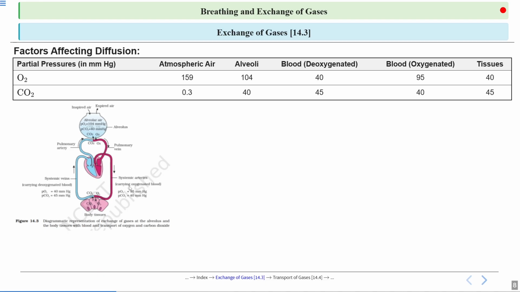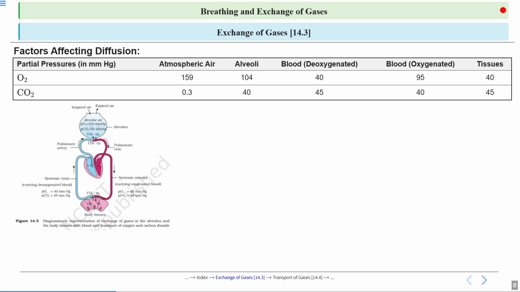Now this is the concentration of oxygen and carbon dioxide in the oxygenated blood. See the table. Blood oxygenated: 95 and 40, that is 95 oxygen and 40 carbon dioxide. This is the partial pressure of oxygen and partial pressure of carbon dioxide in oxygenated blood, right? Now, what happens when it reaches the tissue? The partial pressure of oxygen in the tissue is 40 and partial pressure of carbon dioxide is 45.